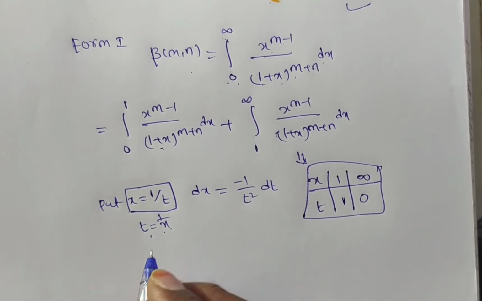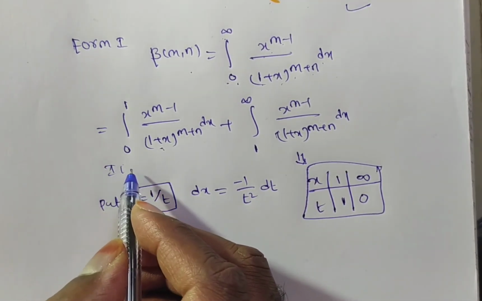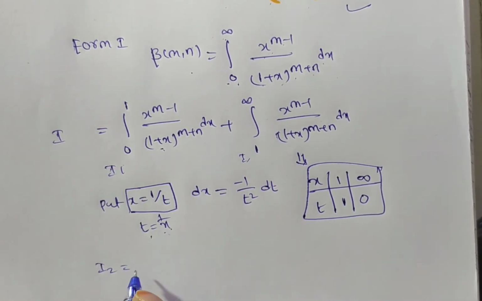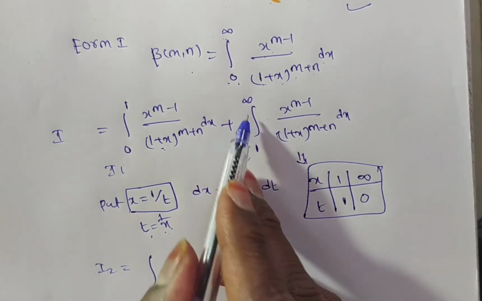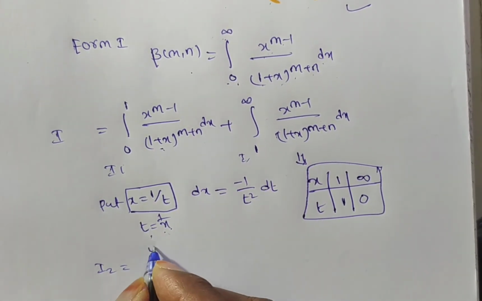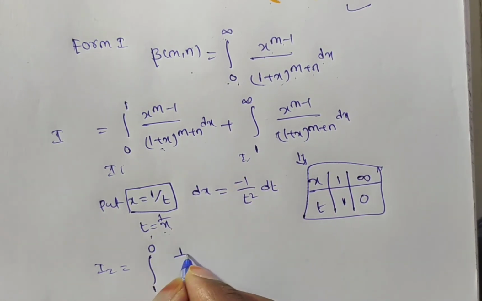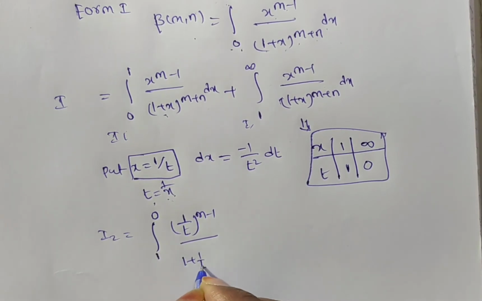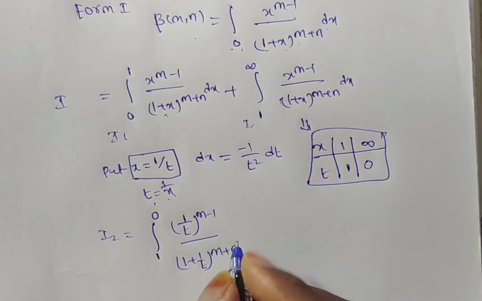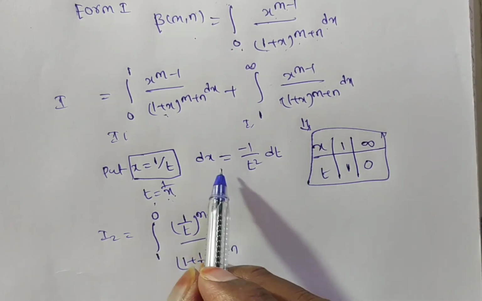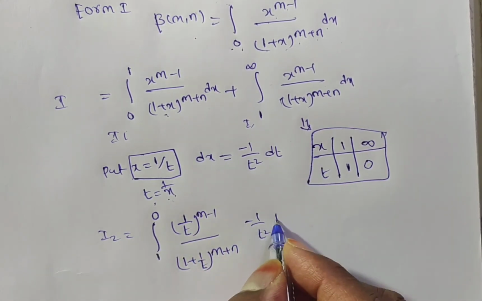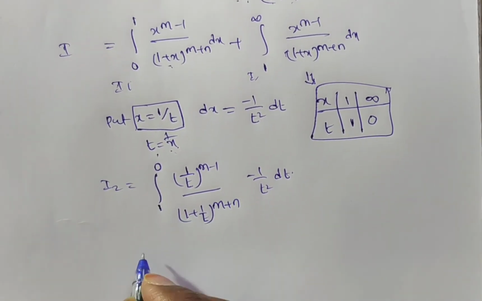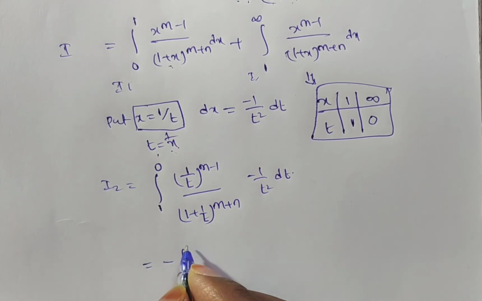Now substitute in this equation. This first one I am considering as I1, I1 is as it is, and we are doing I2. So I2 equals the integral from 1 to infinity, which becomes 1 to 0, of the x value replaced by (1 by t) power m minus 1 by (1 plus 1 by t) power m plus n into dx. What is the dx you have actually? Minus 1 by t square into dt. Now you have to simplify. The minus is there, so you can write it outside. If you write it outside, then you will have minus of integral from 1 to 0.